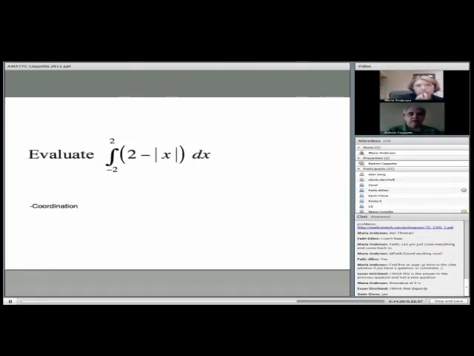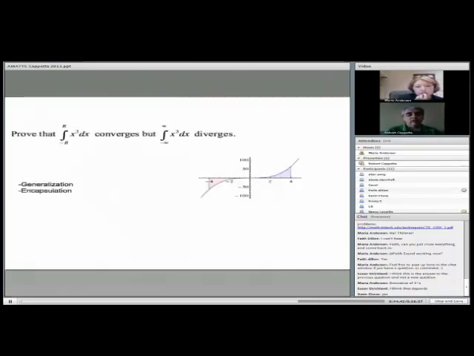Another question I'd like you to do visually. Integral from negative 2 to 2 of 2 minus the absolute value of x. Absolute value of x, not differentiable. Function is not differentiable. But we certainly can find the area under the curve by looking at the picture.